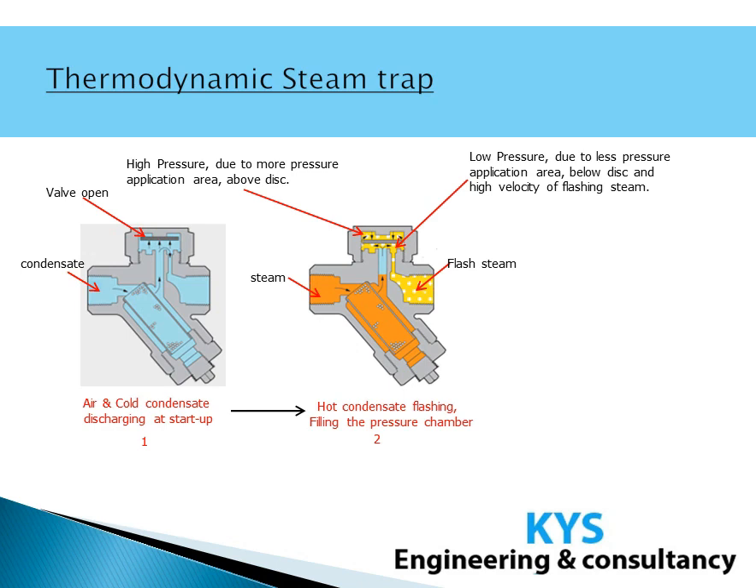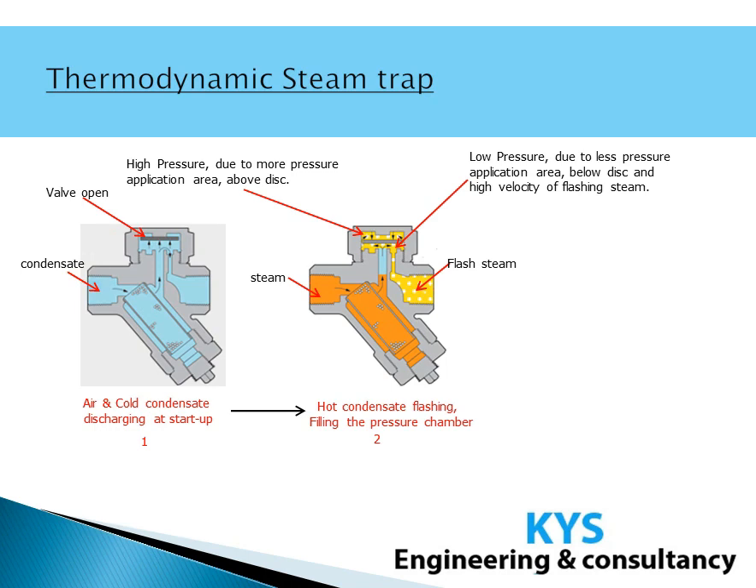Now make note of two phenomena that are happening together. First is the pressure application area under the disk is less compared to above disk. That means above the disk the pressure application area, surface area, is more. So flash steam, which is above the disk, applies more force compared to the force applied by flash steam under the disk. And second phenomena is the pressure under the disk is low due to high velocity of condensate flowing outside as per Bernoulli's theorem.